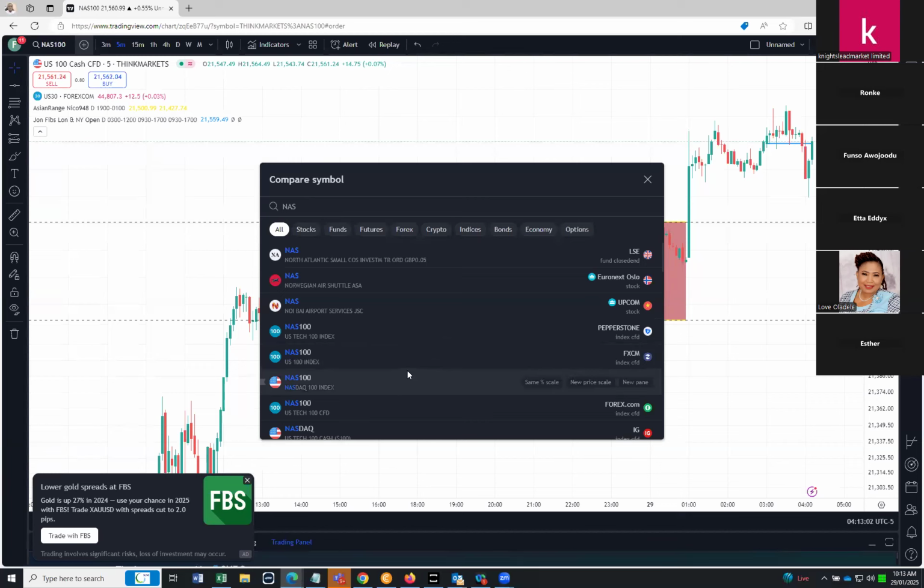Is that also another indicator? No, this is NAS 100. This is what we are trading, the Nasdaq. So for you to select it on TradingView, if you don't have it, you need to click on this plus sign, then search for NAS 100. But you will see a lot of NAS 100. There's one by Pepperstone, there's FXCM, there's Black Bull. But he recommends that we use FXCM.